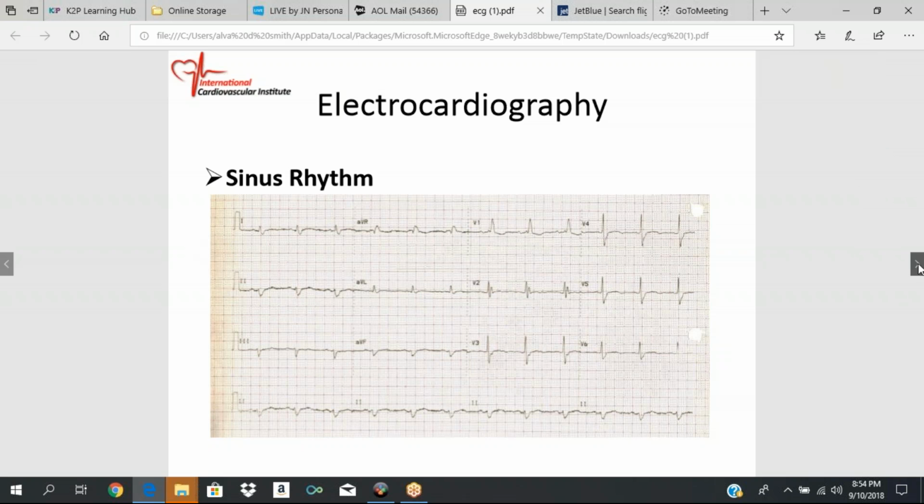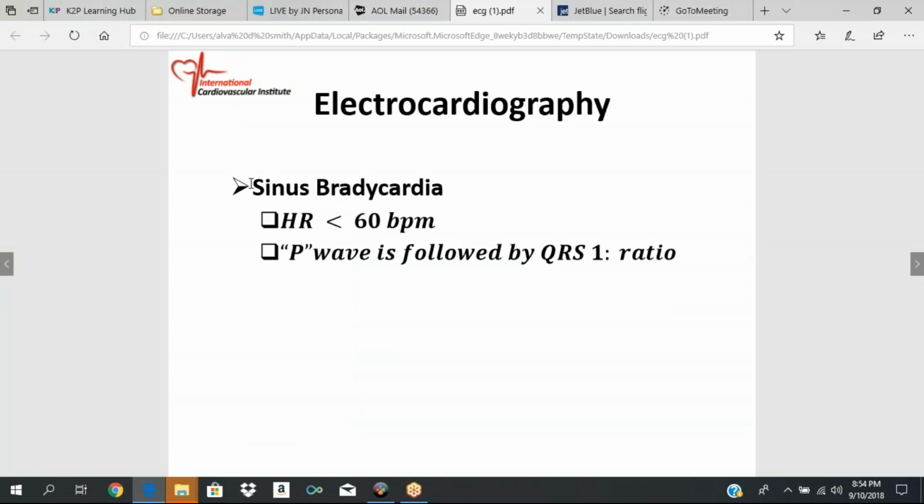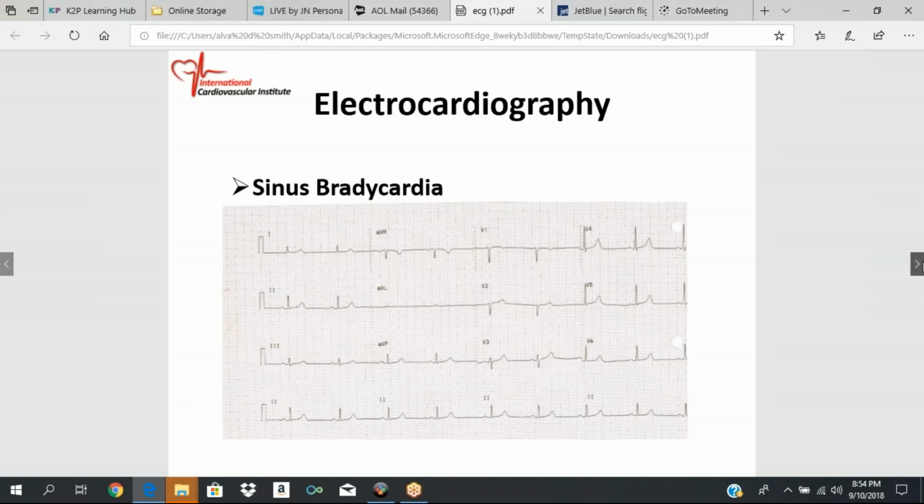Okay, all right. When we say sinus bradycardia, when something is brady, it means slow. Sinus bradycardia means that the heart rate is less than 60 beats per minute. Sinus, the impulse is still coming from the SA node. So therefore, you're going to have upright P waves in leads 2, 3, AVF, and the P wave is going to be followed by QRS in a 1-to-1 ratio.